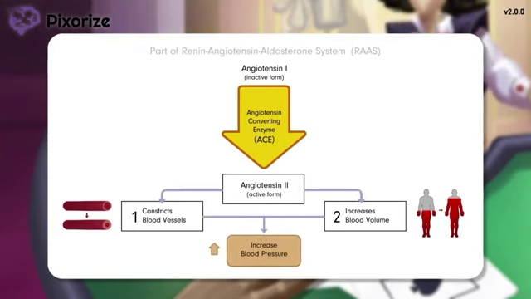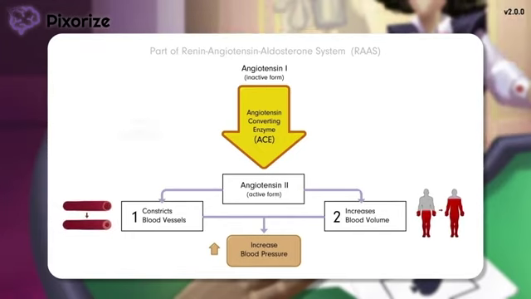Just think of the blood vessel as a garden hose. What happens if you constrict the hose and make it narrower? The water comes out with an increased pressure, right? And what happens if you turn up the water to increase the volume of water running through the hose? It can also cause the water to come out with an increased pressure. The RAS uses both of these methods. It makes the blood vessels narrower and increases the blood volume so that the blood pressure increases.